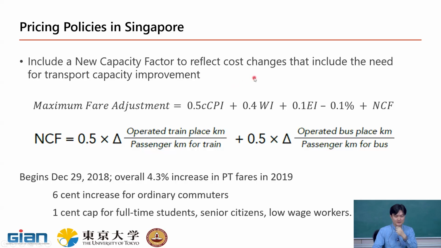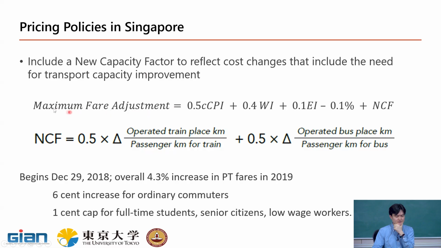So the Singaporean operators are allowed to raise the price to a certain amount based on a pre-identified formula. And unfortunately, that formula was not letting them raise the price enough to stop losing money. They were still losing money. So they negotiated this, adding a new capacity factor. Okay, so this capacity factor was designed to reflect the cost changes that include the demand needs for capacity expansion.